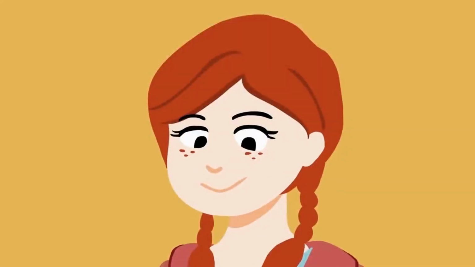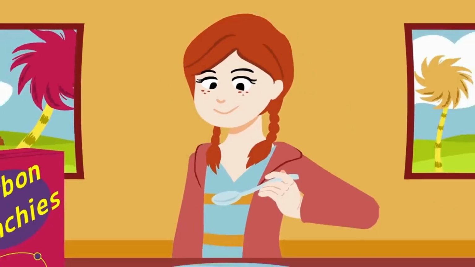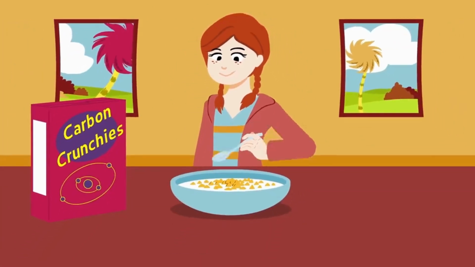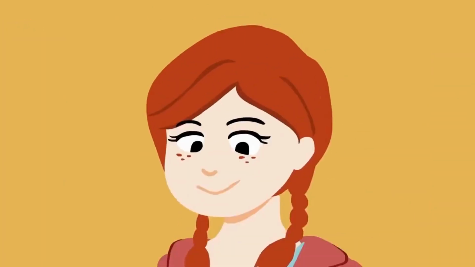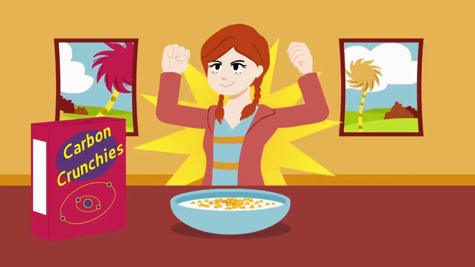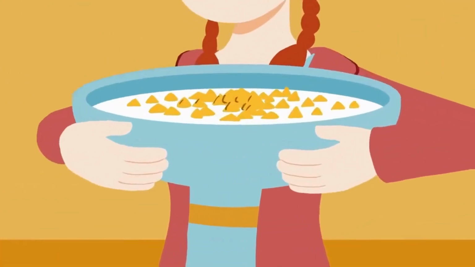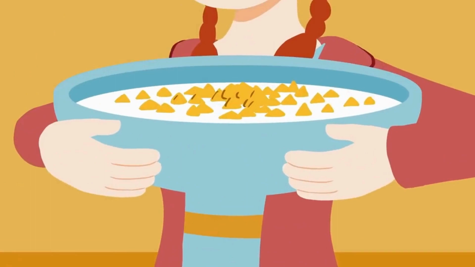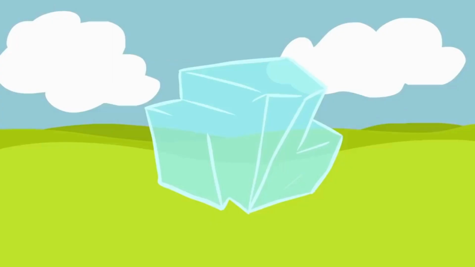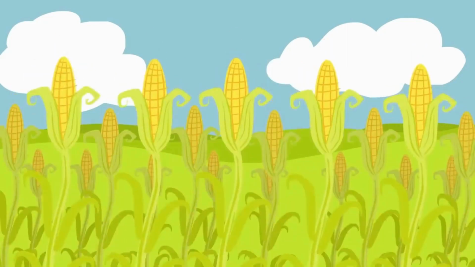You're facing a giant bowl of energy-packed carbon crunchies. One spoonful, two, three. Soon, you're powered up by the energy surge that comes from your meal. But how did that energy get into your bowl? Energy exists in the form of sugars made by the plant your cereal came from, like wheat or corn.